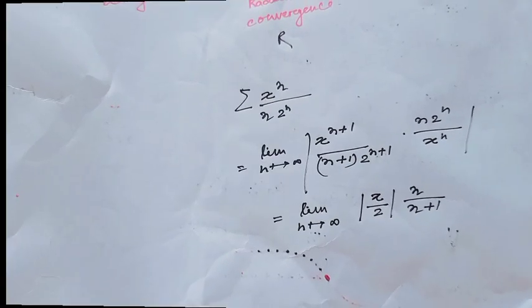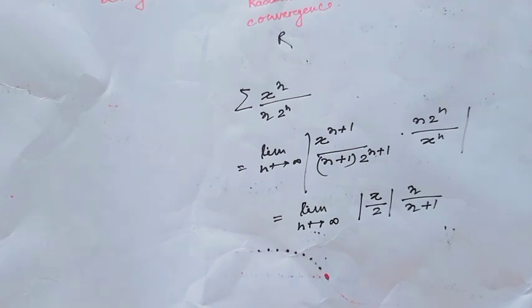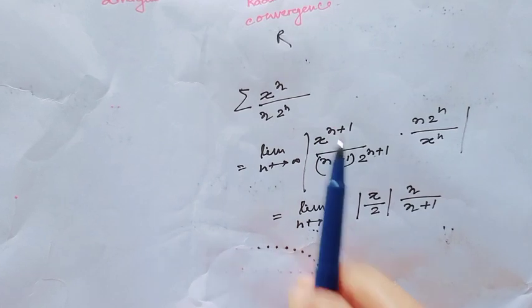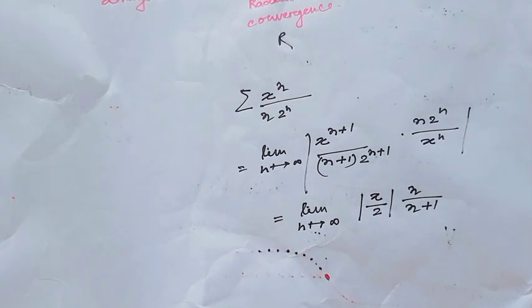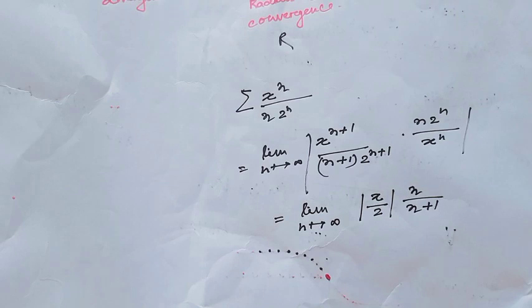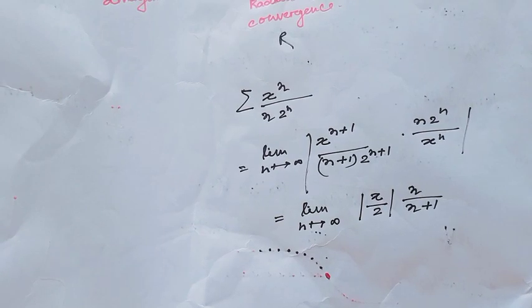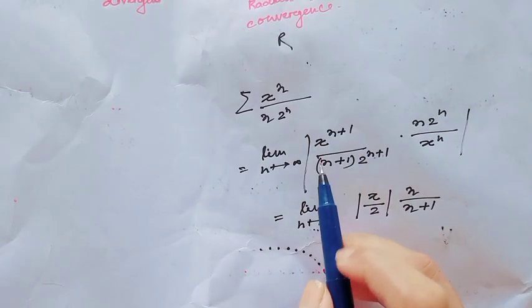Now I will see another example. Here the power series x to the power n over n times 2 to the power n. What is the radius of convergence? Radius of convergence means for what values of x this power series converges. For this, I will use the ratio test.